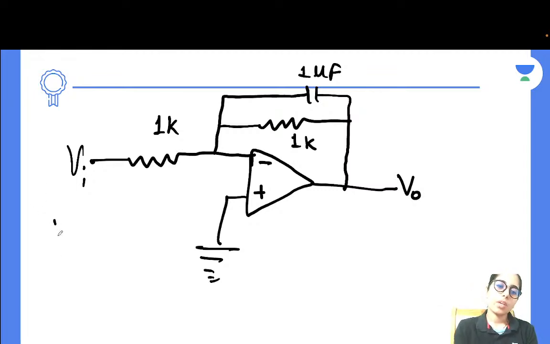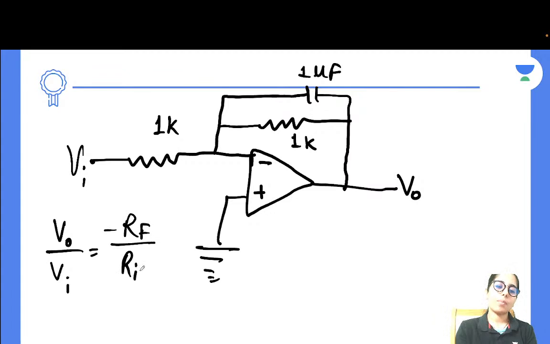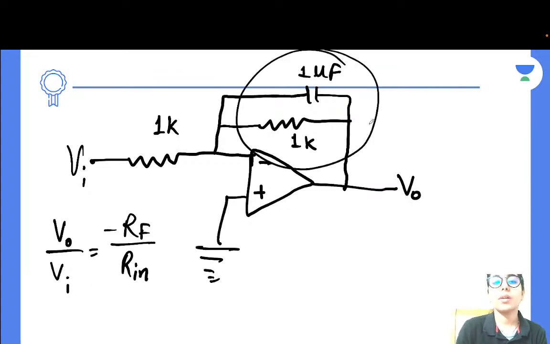Gain is V output over V input, which is going to be equal to minus RF over R in, since it's the inverting amplifier and the input has been provided on the negative input terminal. So you are going to get this as the gain expression. And you can even prepare the gain expression for inverting, non-inverting, and different cases. Now, what will be the feedback resistance? Since you can see one capacitor and one resistance are present in parallel.